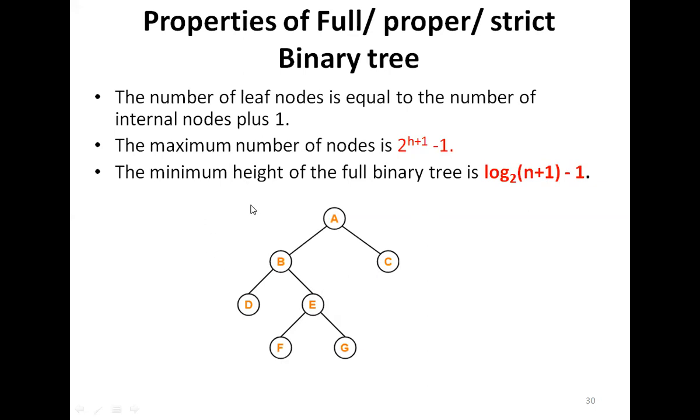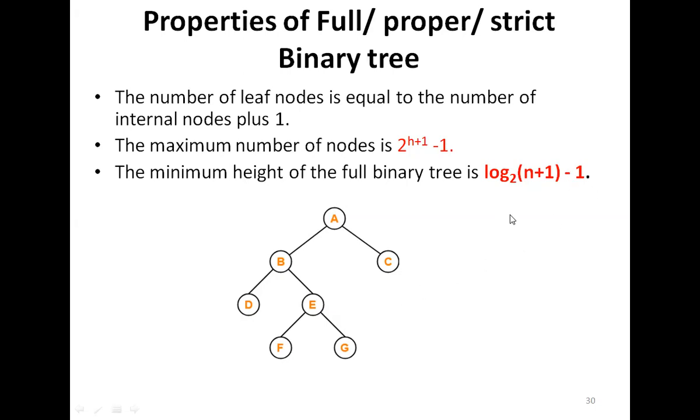Okay, the next property is the minimum height of a full binary tree is log base 2 of n plus 1, minus 1. Now what is n? n is the total number of nodes in the binary tree. Okay, now you take this tree. How many nodes are there in this tree? 7. 7 nodes are there.